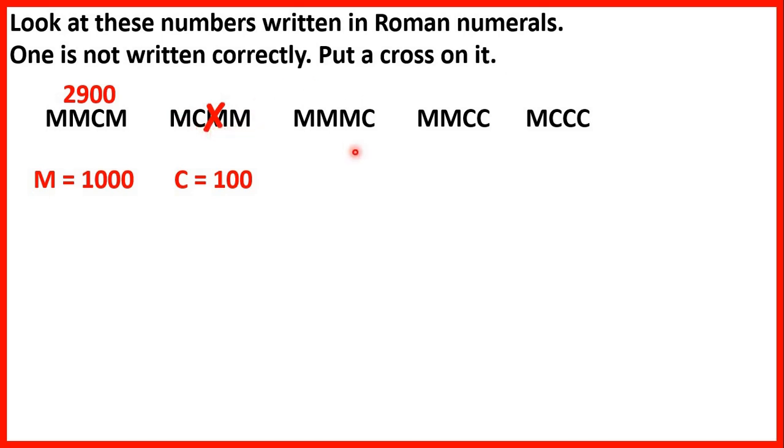But just to check, let's have a look at these other numbers as well. MMMC, so that's 3 M's, so 3000, and C is 100, so we have 3100. Now MMCC is 2200 because MM is 2000 and CC is 200. And finally, MCCC is 1300 because M is 1000 and then CCC is 300.